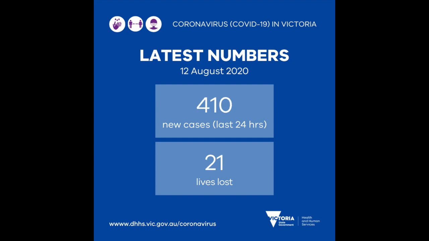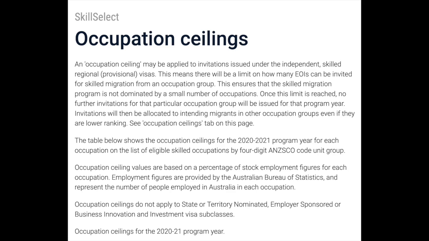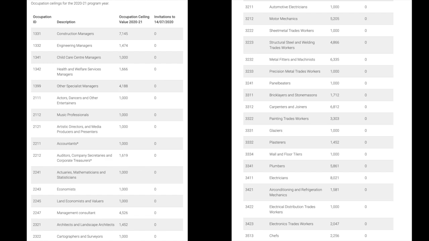Now, as you have realized, the unemployment rate is increasing month by month, and in August it could be even worse because of the lockdown in Victoria. Now, going back to occupation ceilings, the bottom line in this video is that you shouldn't get too excited when occupation ceiling numbers are released, because they actually don't say anything.